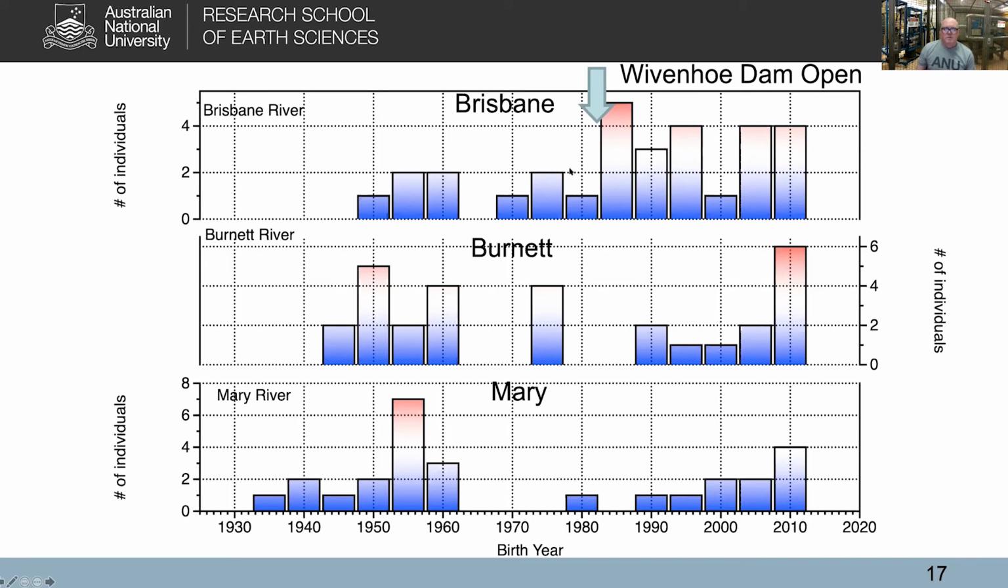Now the Brisbane River is a little bit different. There was a large dam built, the Wivenhoe Dam, and after that point, it looks like the amount of fish born was pretty consistent. So one of the things that we're going to start looking at is maybe what was happening in the environment during these time periods when it doesn't look like any fish were born.